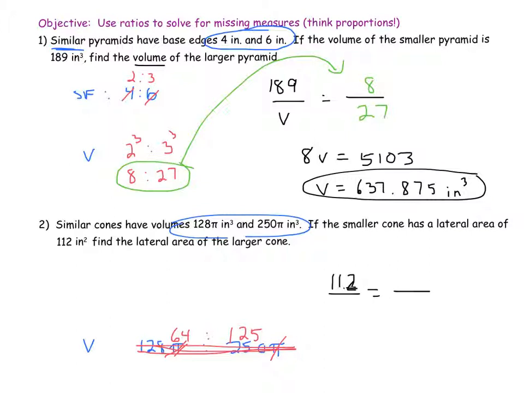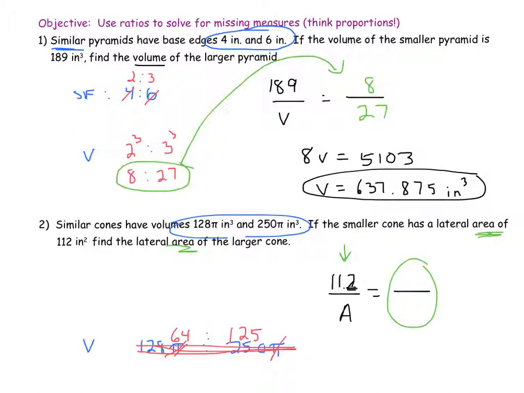I want to find the lateral area of the larger cone. I'm just using A for my variable. Use whatever letter you want. And I know now that I need a ratio over here, but my ratio needs to be the ratio of areas, since that's what I have on this side. So I'm going to need to fill that in with a ratio of areas. Currently, I only have the ratio of volumes. So I need to do a little bit of work.